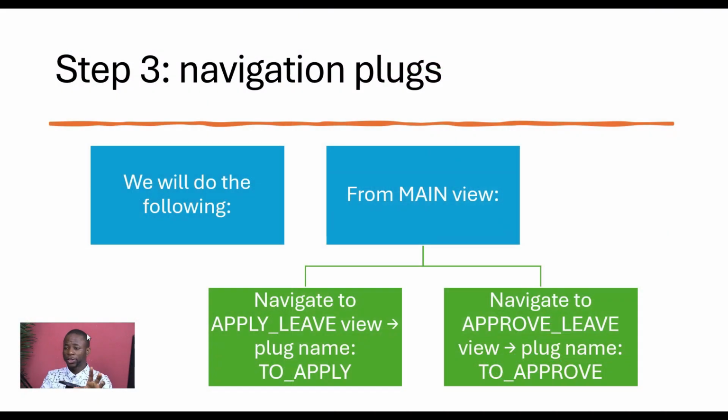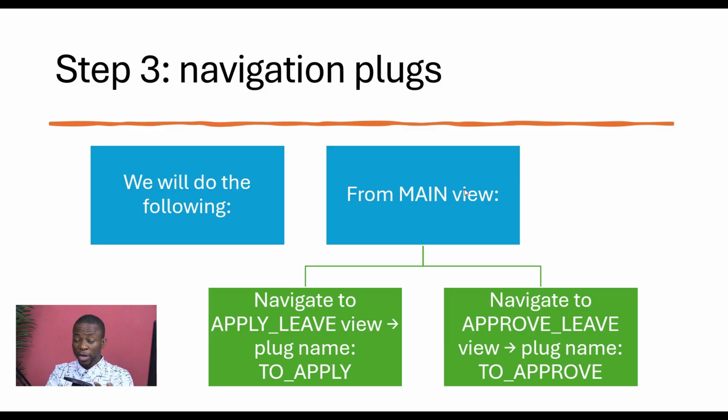Okay, so the navigation plug will do the following. From the main view, we are going to navigate to the apply leaf view, and from the main view, we can also navigate to the approve leaf. So you are on the main view, you move from main view to apply leaf view. For the apply leaf view, you're going to give it a plug name called to apply. And also from the main view, you can navigate to the approve leaf view where the managers need to approve the leaf requests, and the plug name is going to be to app.